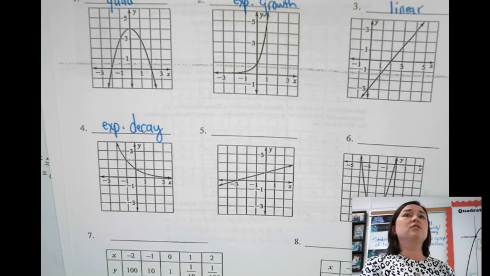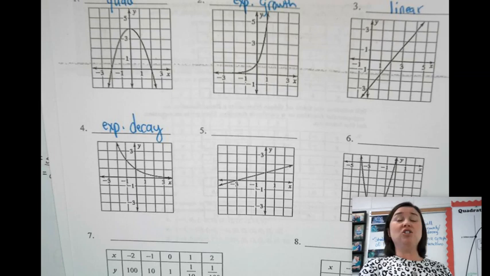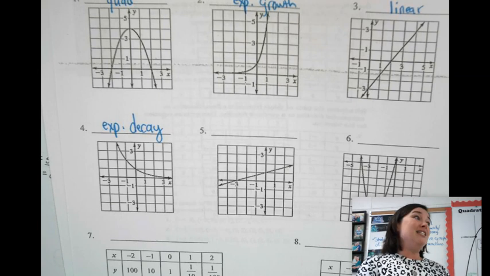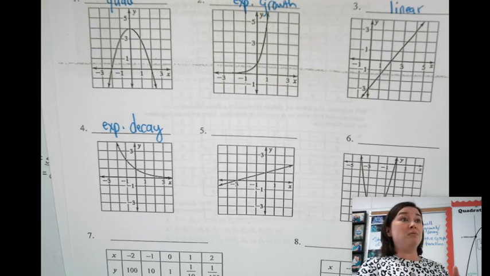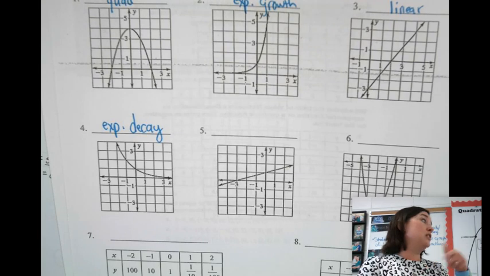What else? Yes. The population of a species, like if the prey is running out. Gas prices could be linear or they could be exponential according to how fast they're increasing or decreasing.